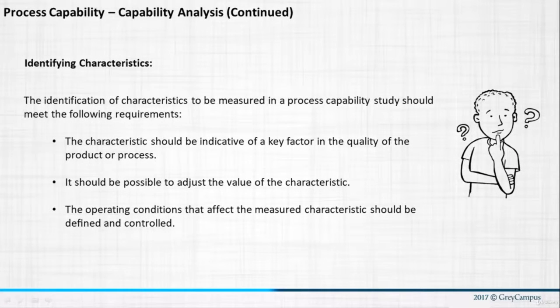The next thing we want to ask is, what are the characteristics that we need to measure within the process capability study? What should they look like? Well, they should be key factors in the quality of the product or process. They should be adjustable values. And we want to do this within a controlled atmosphere. If there are outside factors influencing our data, then our data will not be telling us what it needs to.